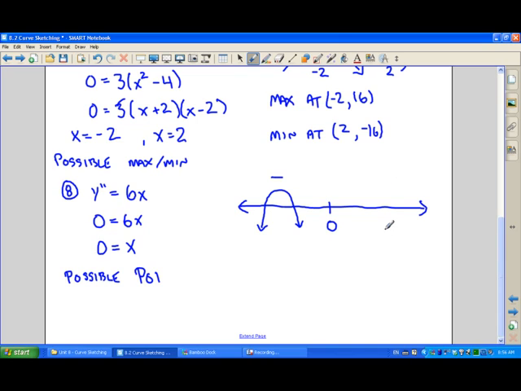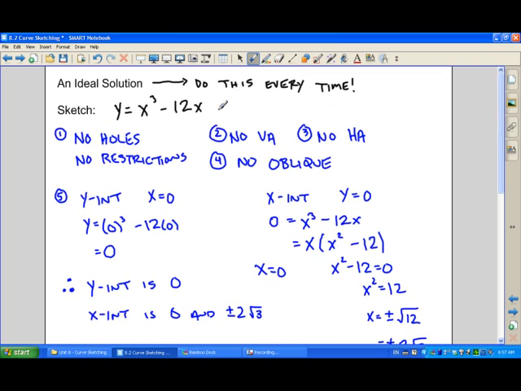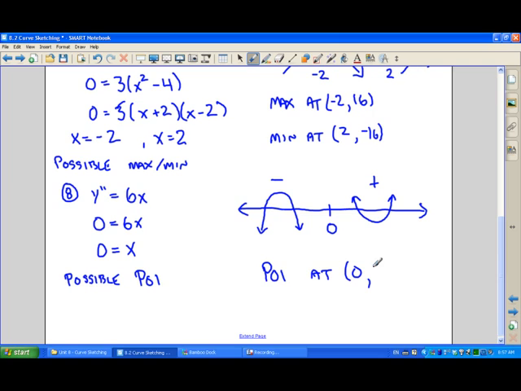If I sub a number greater than 0 into x in the second derivative, I get a positive value, which means I have a curve between 0 and positive infinity that looks concave up. And since concavity is changing over that possible point, that does confirm that I have a point of inflection at 0 and some value. So again, I'll take that x value of 0 back to my original equation, sub it in, and I get a y value of 0.